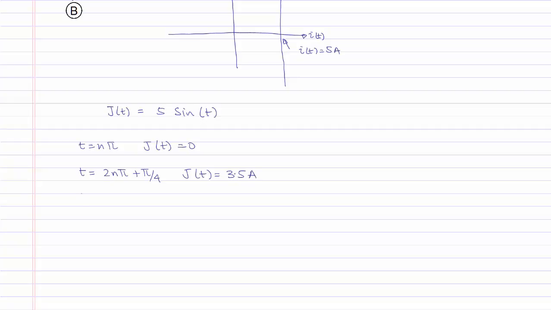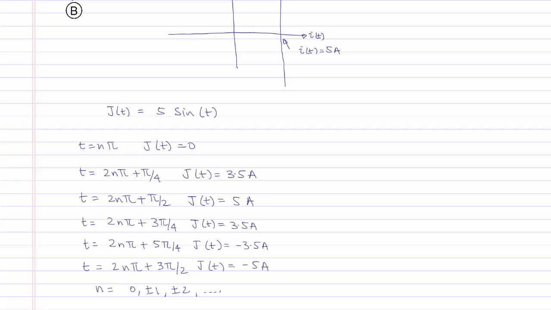For t equal to 2n pi plus pi by 2, it will reach its maximum positive value and J of t will be equal to 5 amperes. And so on, the value of the current source is given for different time instants.